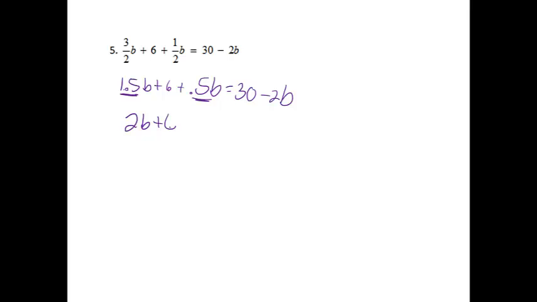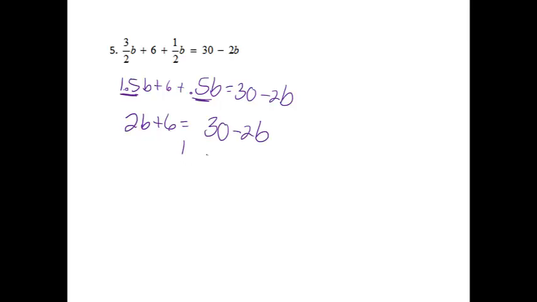All right, number 5. This one looks a little awful because we've got fractions, but I'm just going to change those to decimals and move along my way. 3 divided by 2 is 1.5, and then 1/2 is 0.5, and then equals 30 minus 2b. Now this one's going to be a little tougher drawing a mobile balance to start with, because how do you draw 1.5 b's? So I'm just going to put them, I notice that both of these are on the same side. 1.5 plus 0.5, that gives me 2 b's. Plus 6 equals 30 minus 2b.